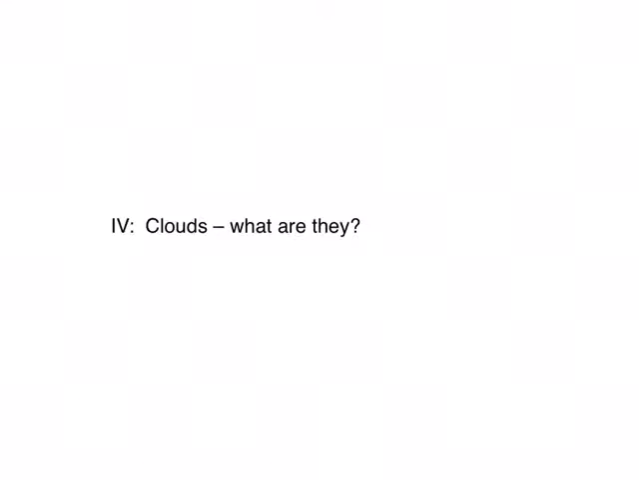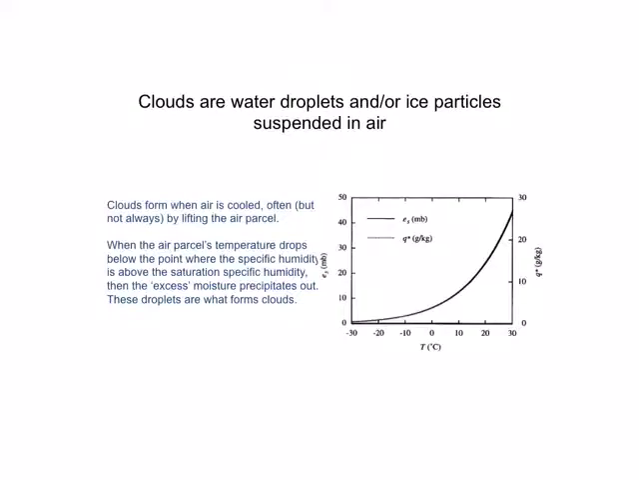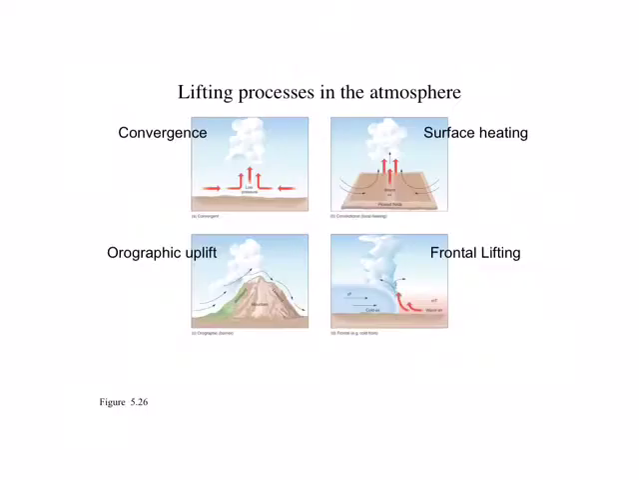Hi guys, when we finished class, we were just starting to talk about clouds and how they form by water vapor condensing out of air that has been lifted and cooled. There are about 4 distinct mechanisms through which air can be lifted. One is through the convergence of air masses, another is through surface heating, then we have orographic uplift around mountain ranges, and then finally frontal lifting.